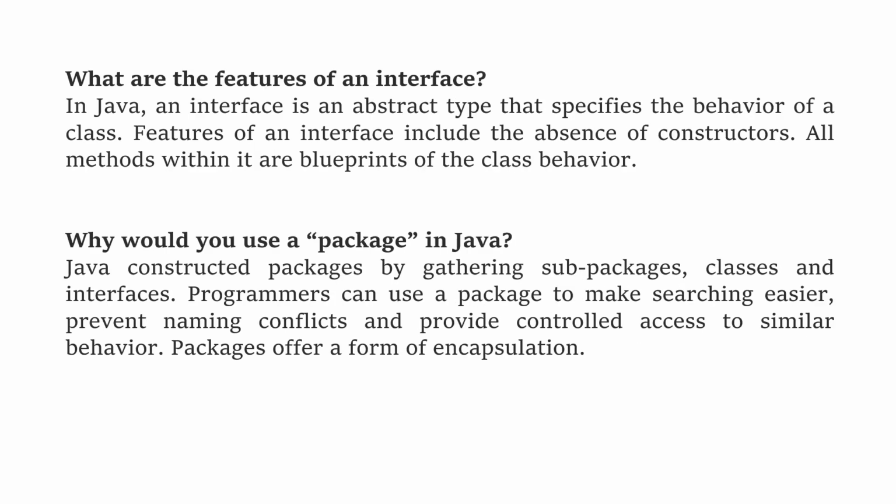The next question is, what are the features of an interface? An interface is an abstract type that specifies the behavior of a class. The features of an interface include the absence of constructors. It will not have constructors. Constructors are nothing but a block of code similar to a method, and it is called when an instance of a class is created, that is, when an object is created. And all methods within it are the blueprints of the class's behavior.